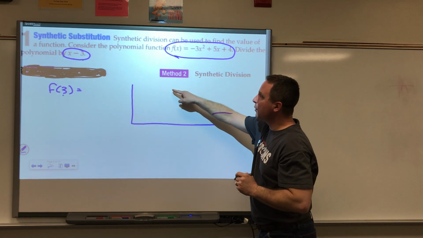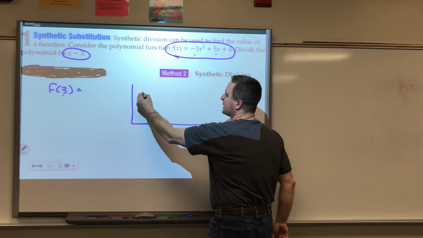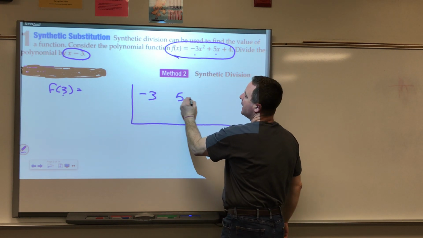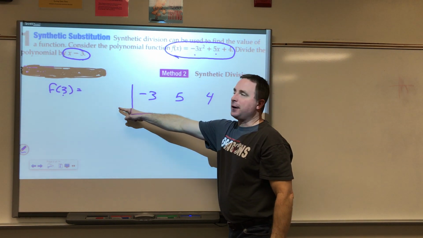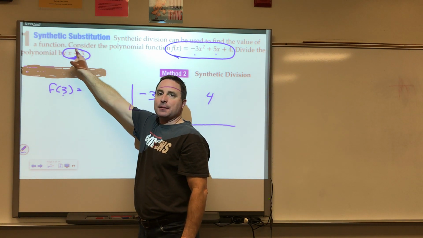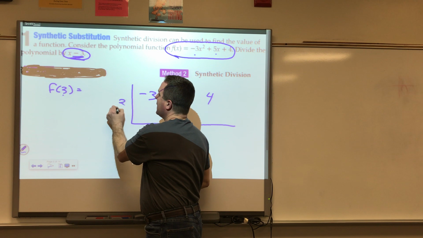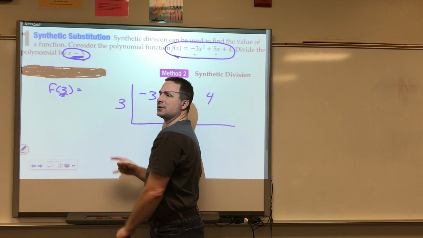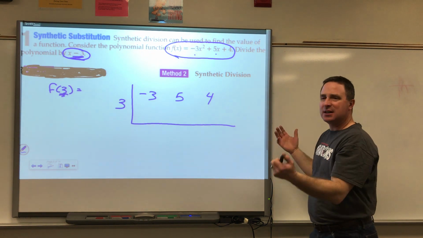If you remember, synthetic division works like this. The top row of numbers comes from the coefficients of the function, so this was negative 3, 5, and 4. The number out front was the opposite of the number that we were dividing by. So x minus 3 looks like negative 3, and we're going to put a positive 3 up there. Just store that in the back of your mind: you've got f of 3. Let's see how this works.